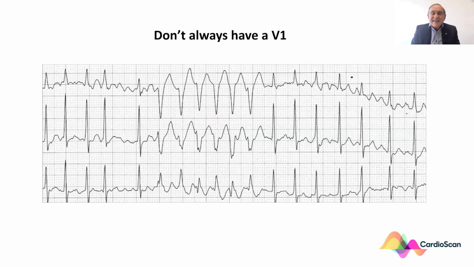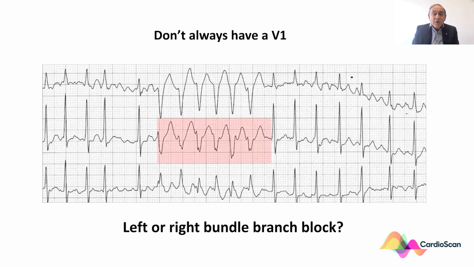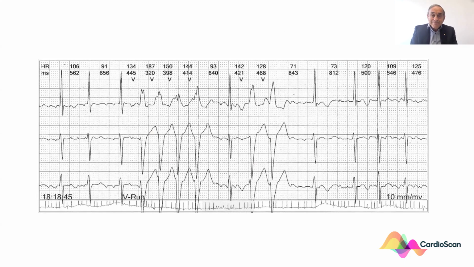We don't always have a V1, and therefore we are concerned with a tracing like this, that this may be a ventricular tachycardia. But we don't know if it's left or right bundle branch block because this Holter monitor has not got a V1. In this example here, we do have a V1, and you can see a very nasty looking tracing, and it's called ventricular tachycardia.